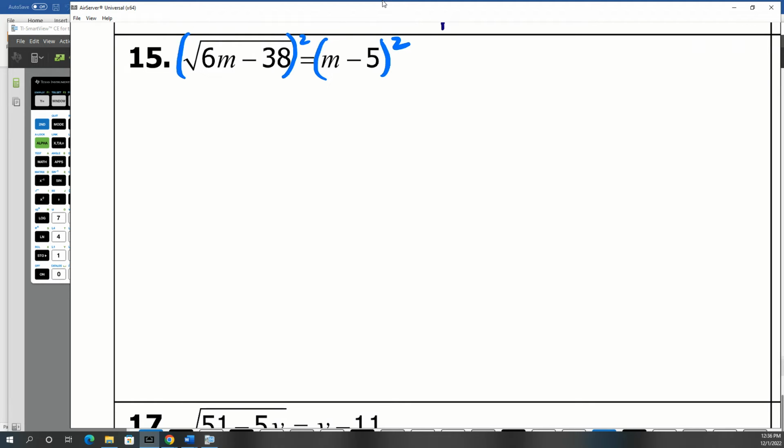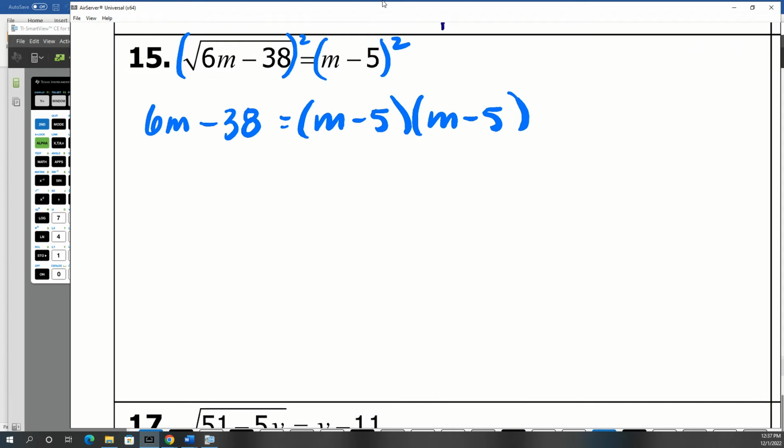So the left side is fine. Like the left side, the square just gets rid of the square root. But on the right side, you have to square that as a quantity. So what does it mean to square something? Like if you're squaring 5, you would multiply it by itself. Yes. So this is the same thing. You have to multiply m minus 5 times itself. So that makes these problems a lot. It's like there's a problem inside of a problem.